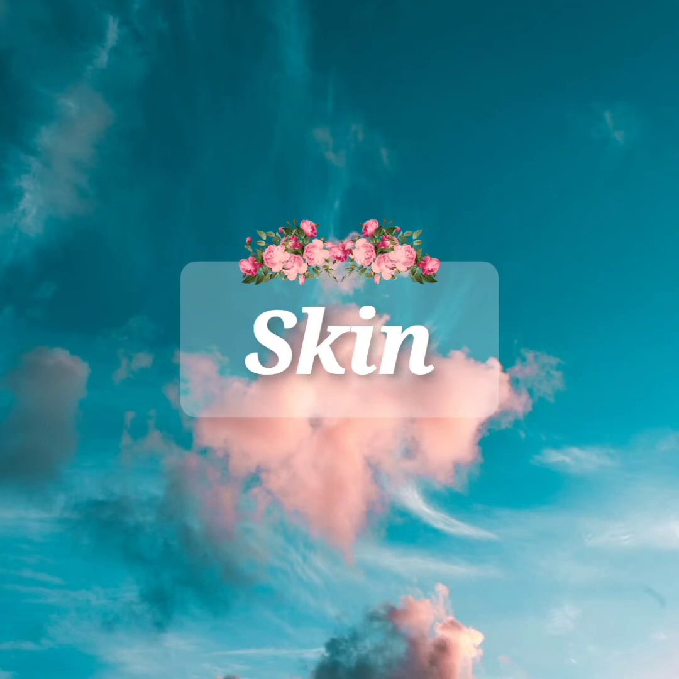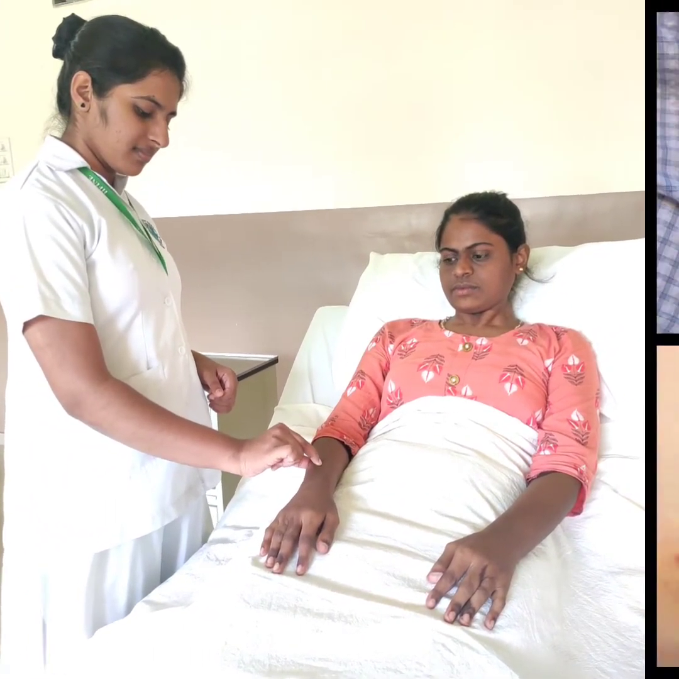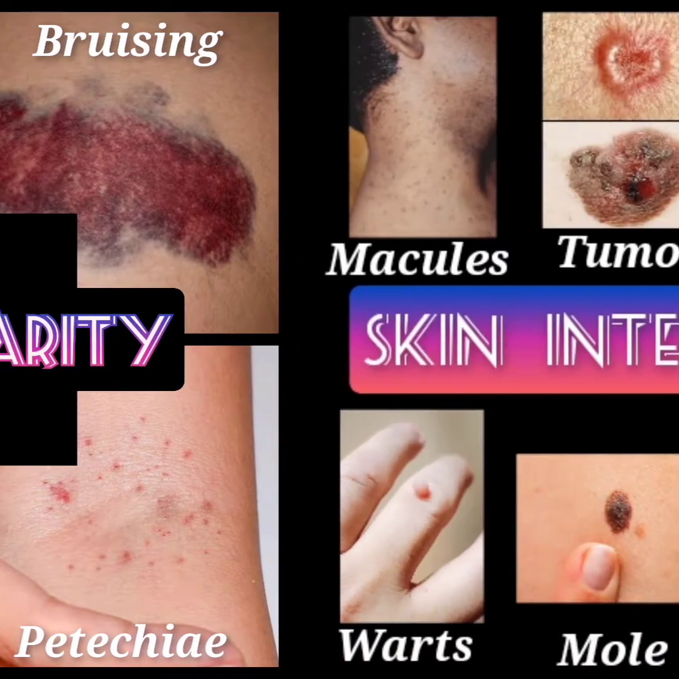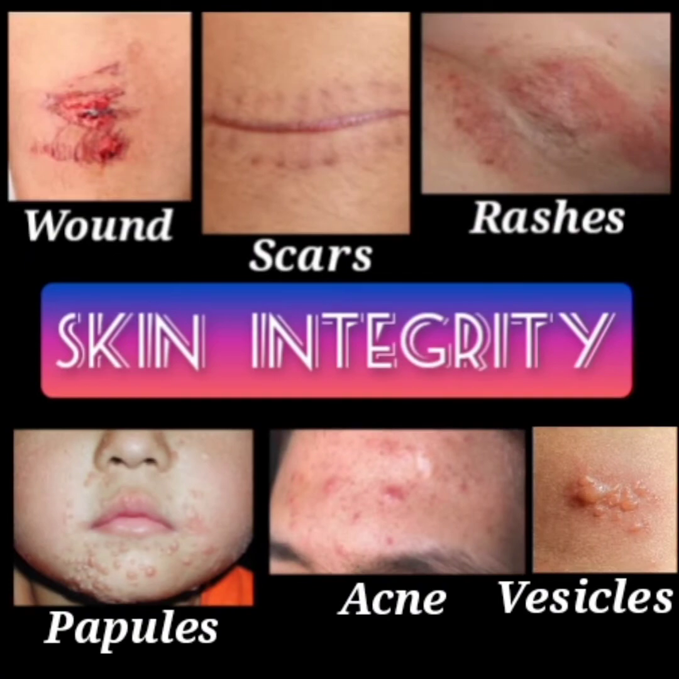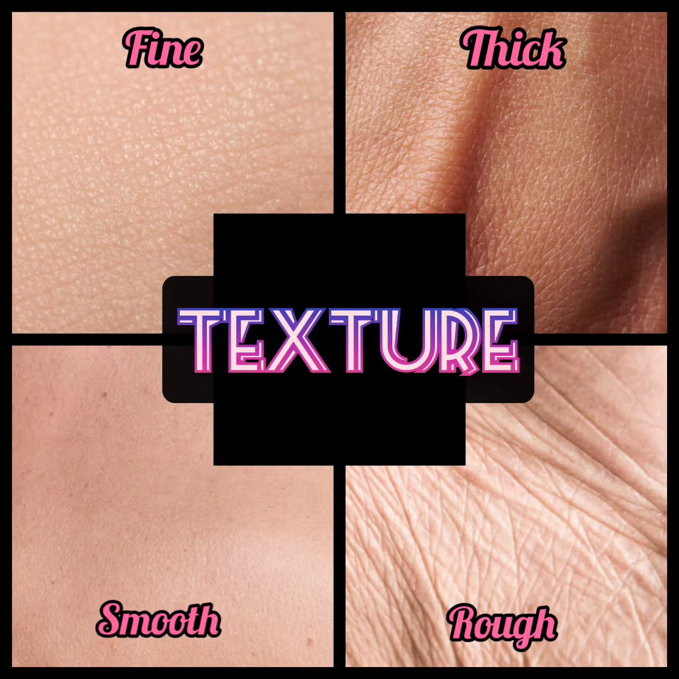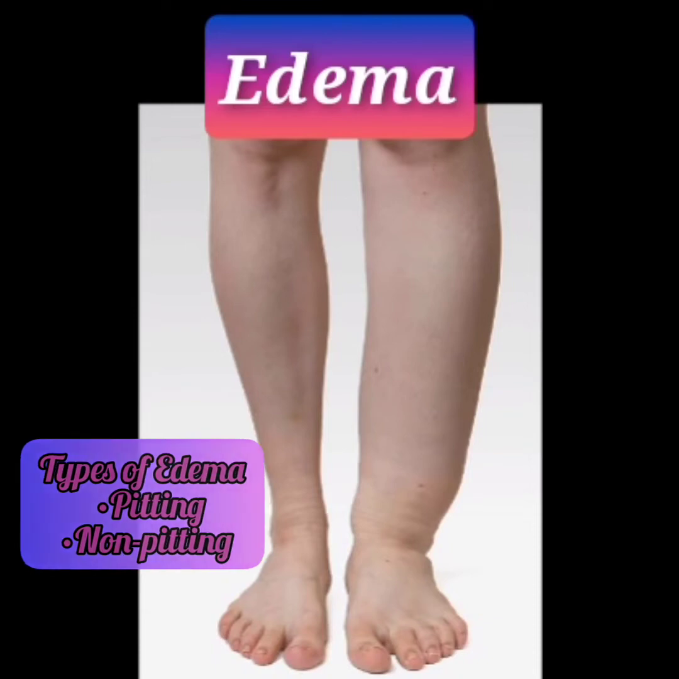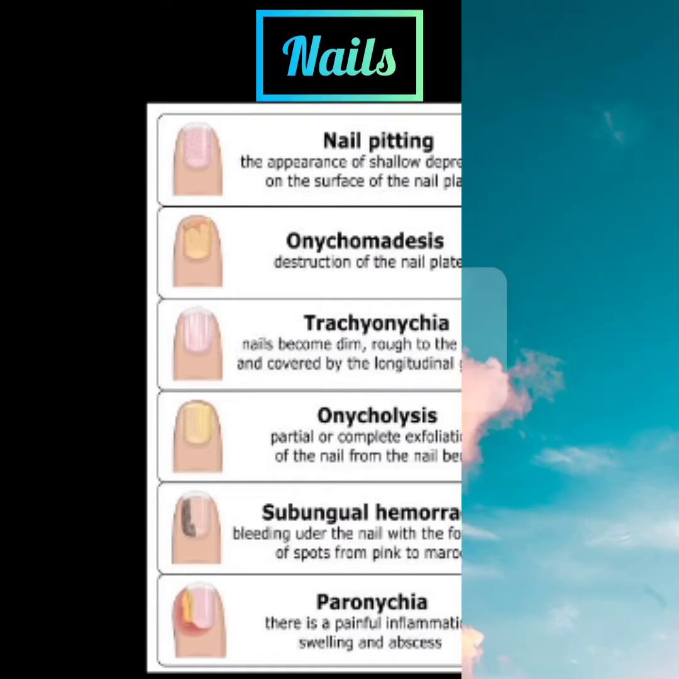Assessment of skin. Assess the color, whether pink, tan, brown, bluish or pallor. Assess the vascularity for bleeding, bruising, ecchymosis or petechiae. Assess skin integrity for macules, tumor, nodules, warts, moles, birthmarks, wound, scars, rashes, papules, acne and vesicles. Assess the skin texture if it is fine, thick, smooth or rough. Assess for edema and its location and type. Assess the nails for any abnormalities.